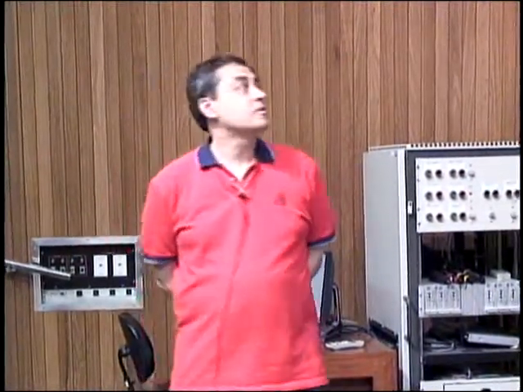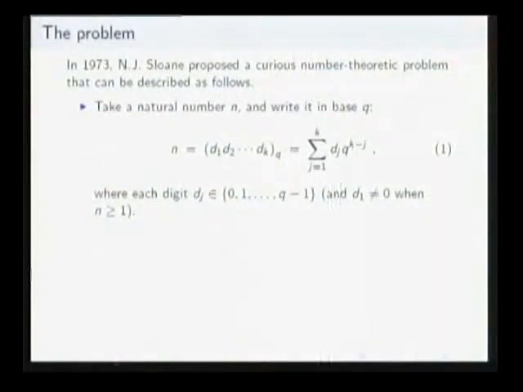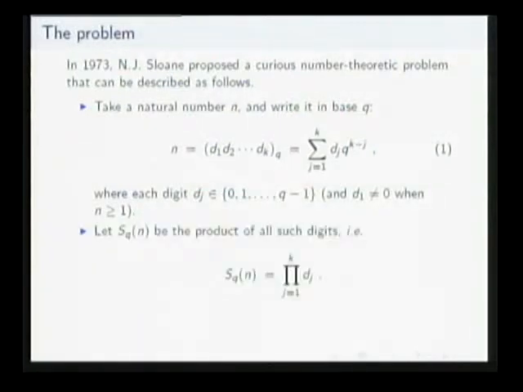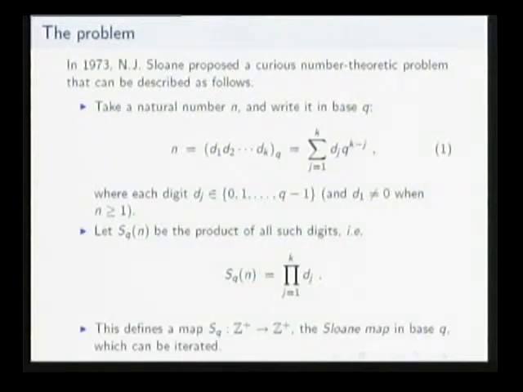So in 1973, Sloane formulated a problem which is called the persistence problem. His formulation was originally in base 10, but you can do it in any base. So what is this problem? The problem consists in fixing a base, let me call it Q, and taking a natural number and writing this number in base Q, so you have an expansion where the d_j's are digits from 0 to Q minus 1. And what you do is you multiply the digits together. So you take the product of all the digits, and you get a new natural number. So that sets up a map from the non-negative integers to themselves, and this map can be iterated.